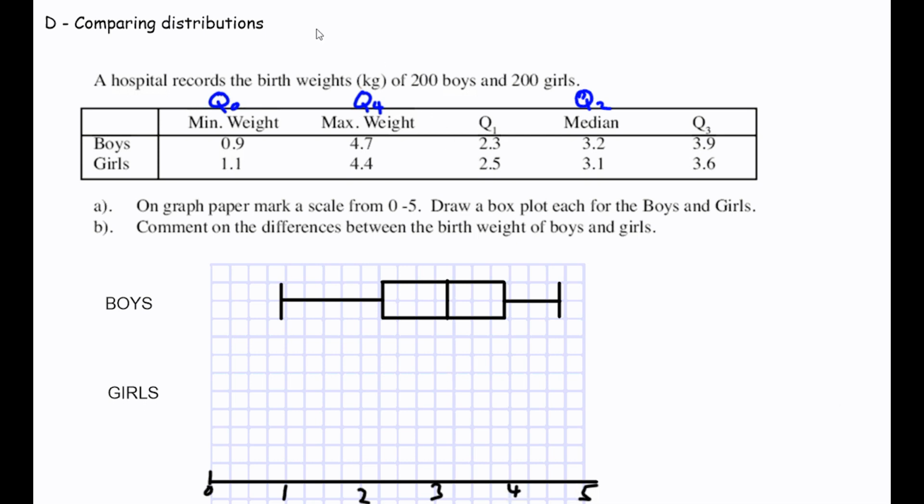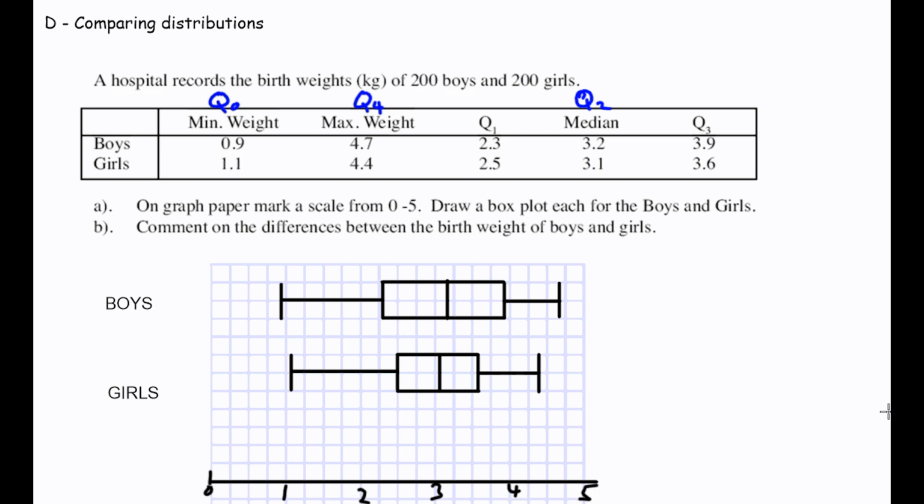Okay, so for the girls, the minimum weight, 1.1. The maximum, 4.4. The median, 3.1. The lower quartile, 2.5. And the upper quartile, 3.6. And there's my box plots for the girls and the boys.